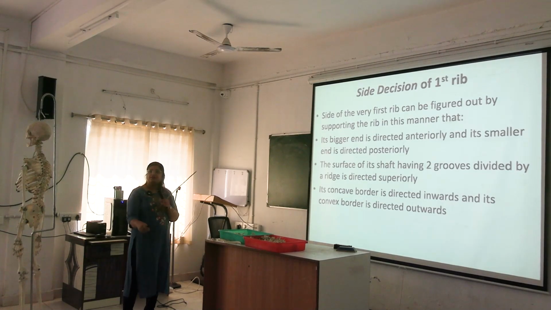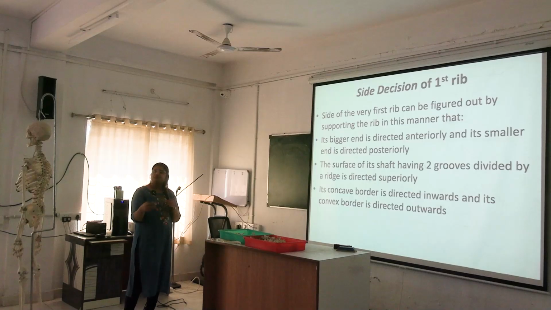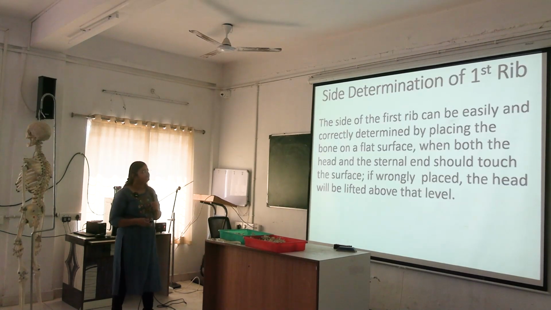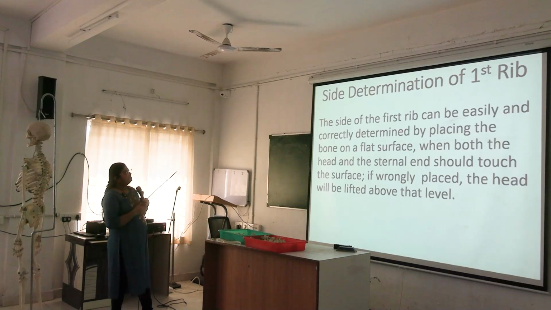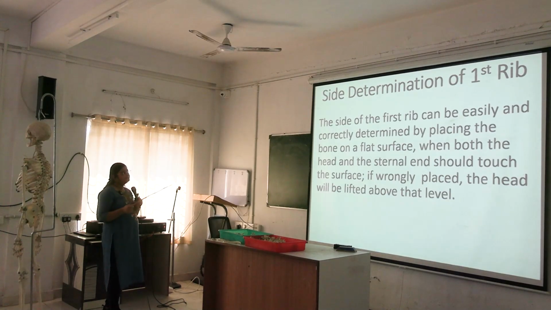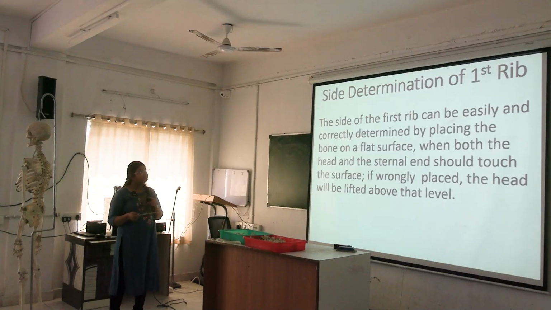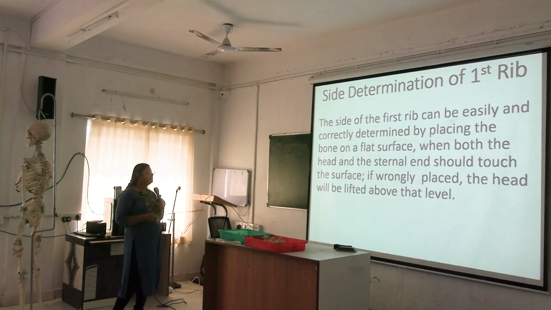And remember those points: you place it on a flat surface. If two ends are touching the flat surface, that is the side of the rib. So the side of the first rib can be easily and correctly determined by placing it on a flat surface, where both the ends, the head and the sternal end, should touch the surface. If wrongly placed, the head will be lifted above that level.